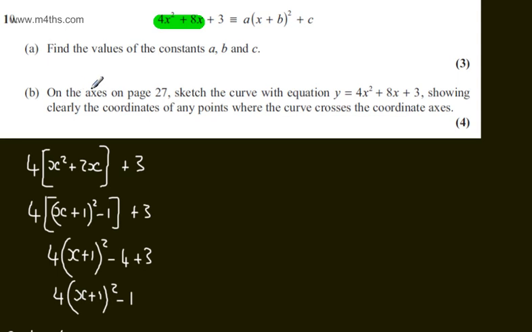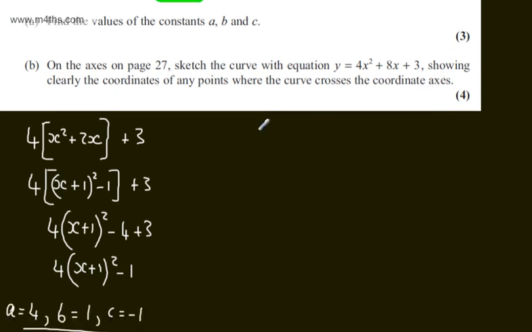In part B, it says on the axis on page 27, sketch the curve with equation y equals 4x squared plus 8x plus 3, showing clearly the coordinates of any point where the curve crosses the coordinate axis. The question carries 4 marks. So let's consider now y is equal to 4x squared plus 8x plus 3. We can solve now for the points of intersection by letting x equal to 0 and y be equal to 0. So let's start off now when x is equal to 0.